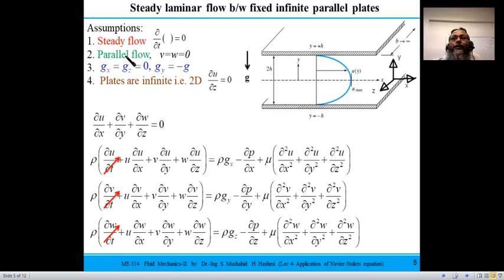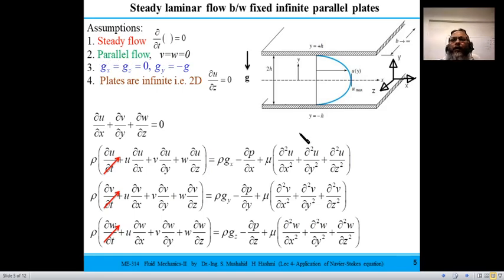The second assumption is parallel flow. Parallel flow means that the only dominant direction of the velocity is in x. So u is the active velocity component, whereas there is no flow in the y direction because the fluid is not coming out of the plate, so v is 0. Similarly, b is so big that there is no flow coming out in the z direction. So we are assuming that v and w are 0.